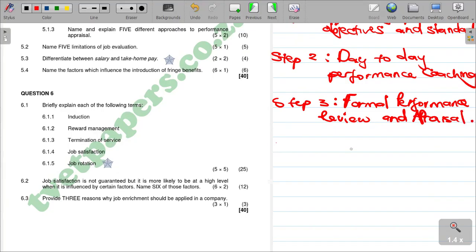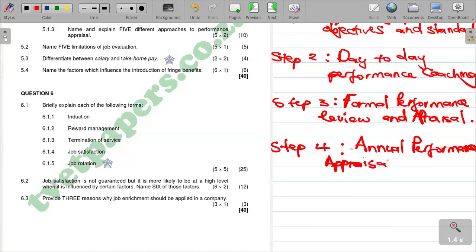Right. Step number 4, that is when an annual performance appraisal is conducted. Annual performance appraisal will be conducted.